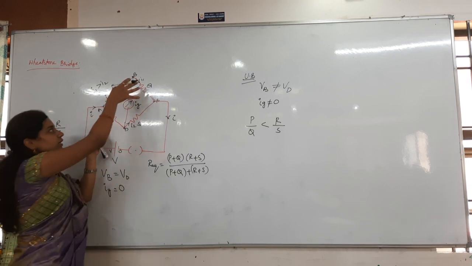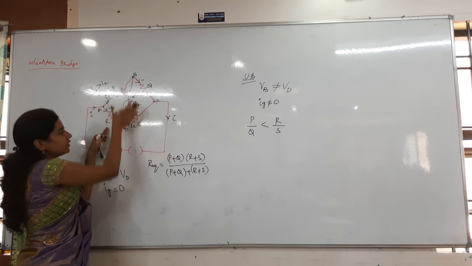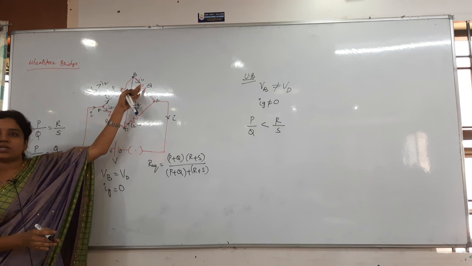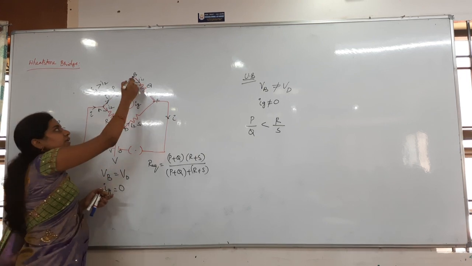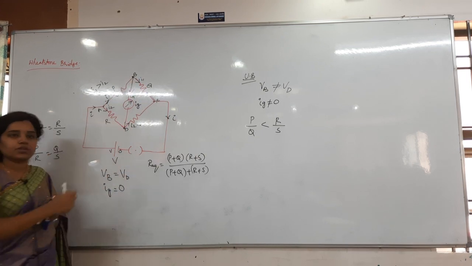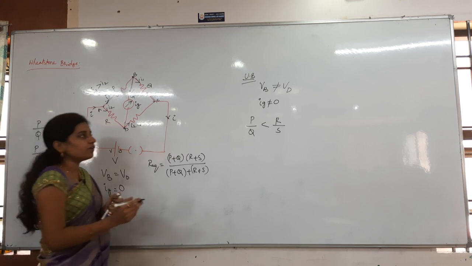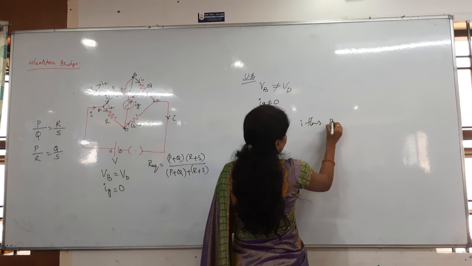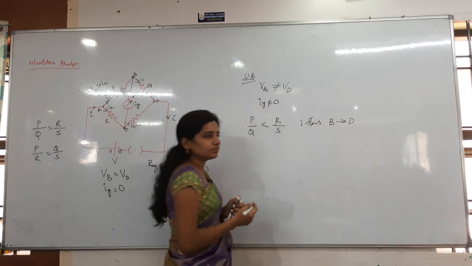So here the route is free and then here it is not free. So what happens? Current will flow in this only. Current is flowing in this only. So here more current will be there. Obviously it will split and then it will come to the bottom. So current flow will be from where to where? I flows from B to D.